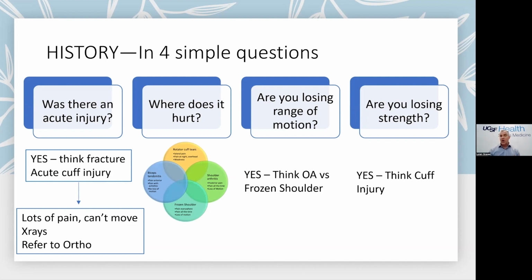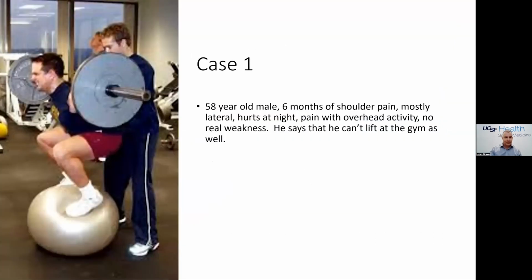The next question I ask is, are you losing range of motion? If you're really losing range of motion, think arthritis or frozen shoulder. And if you're losing strength, think rotator cuff injury. Patients, even if they have smaller rotator cuff tears, will feel like there's a difference in their strength, especially for doing things. The question I like to ask is, if you're pulling something off of a shelf and you pull that down, is that more difficult than it was before? So even if they're not frankly weak, are they subjectively weak in their daily activities?